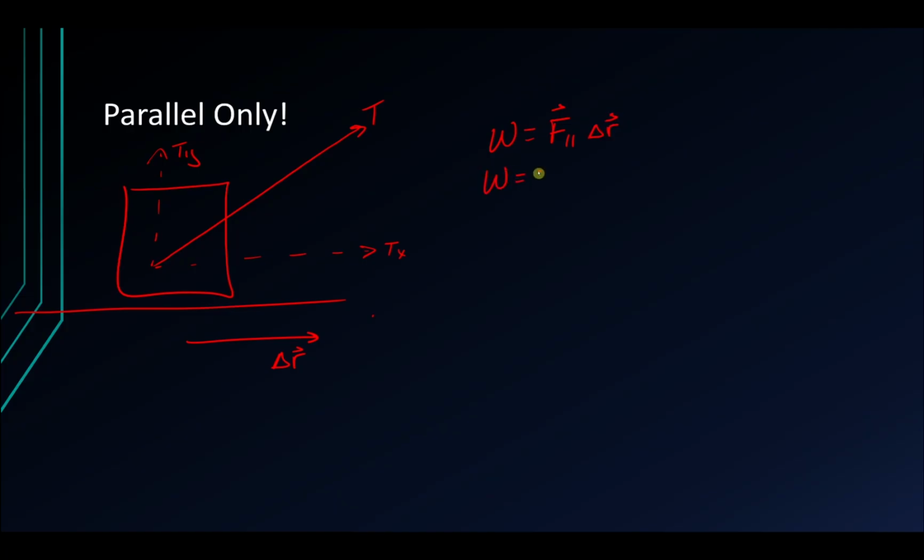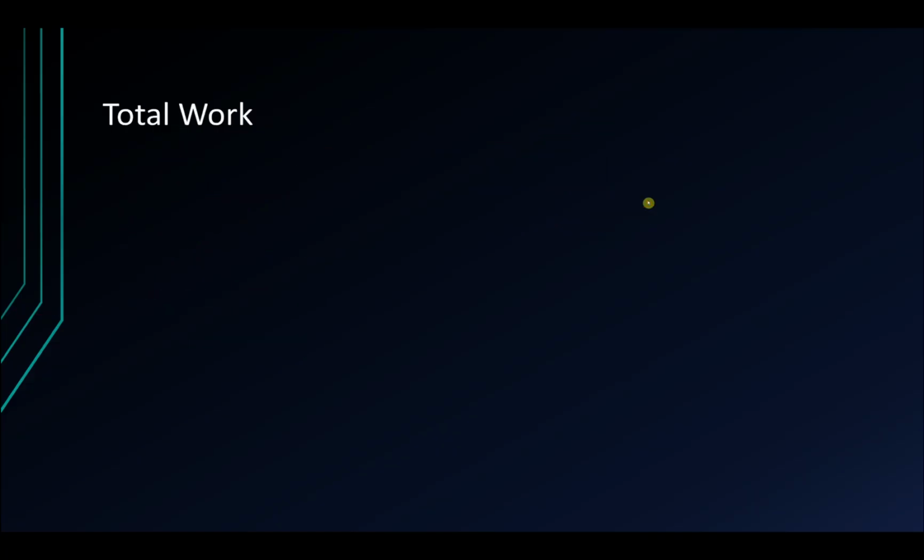So in our case, it would be the x component of the tension force times the displacement of the object, or our work would be equal to tension cosine theta, change in position. So we only want the component of the force that is on the same plane of motion as the object's displacement. So what if we have an object that has multiple forces acting on it, right?